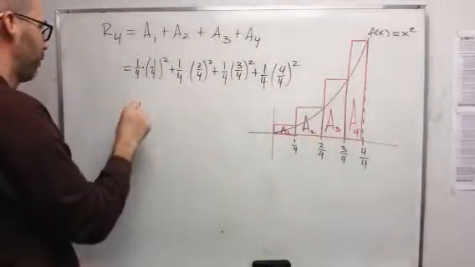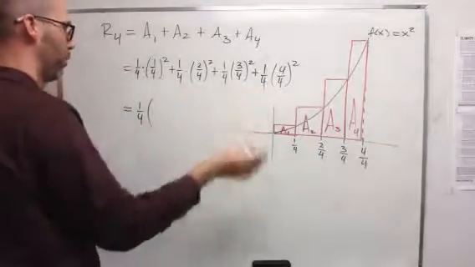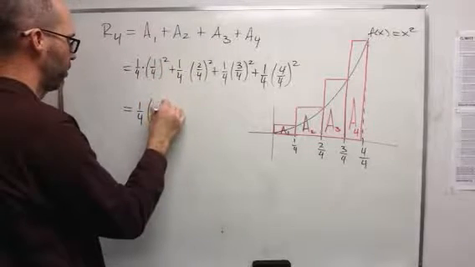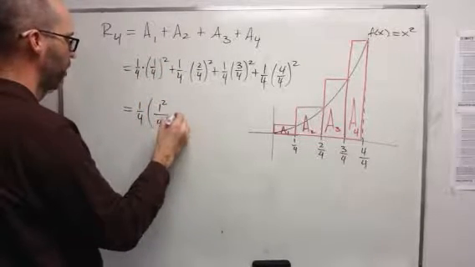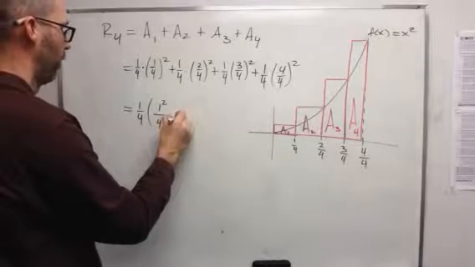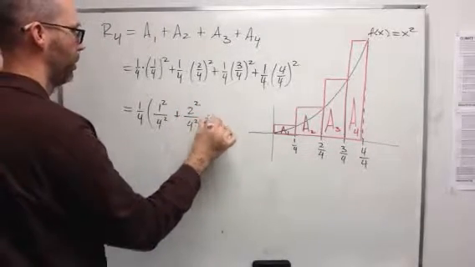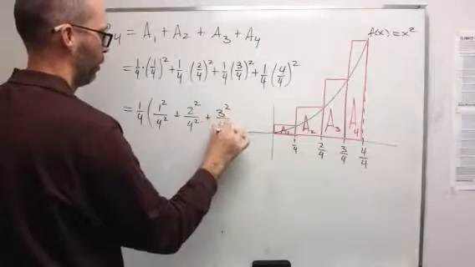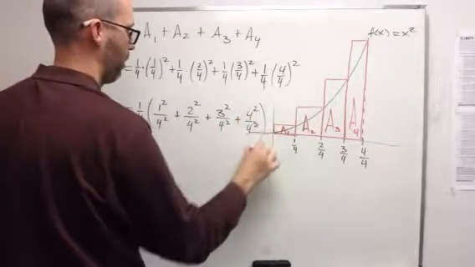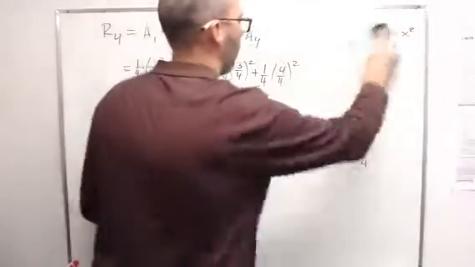We can factor out the fourth. 1/4, 1/4, 1/4, 1/4. Factor that guy out. And use exponents now. We have 1 squared over 4 squared, plus 2 squared over 4 squared, plus 3 squared over 4 squared, plus 4 squared over 4 squared.